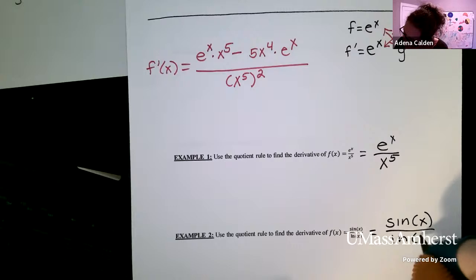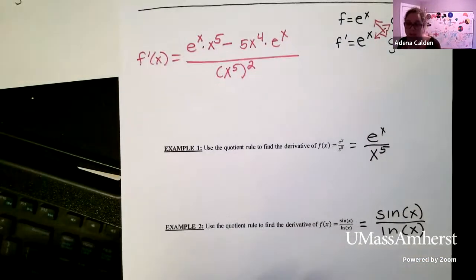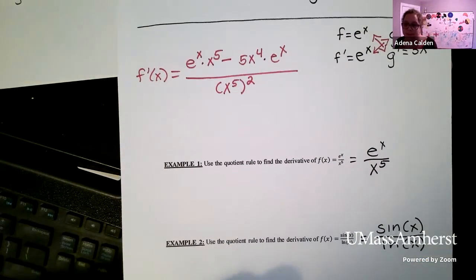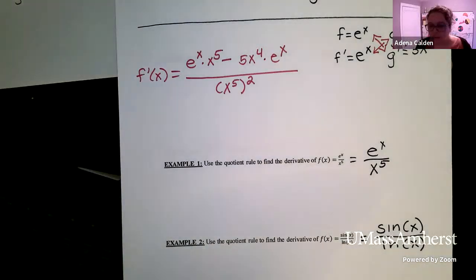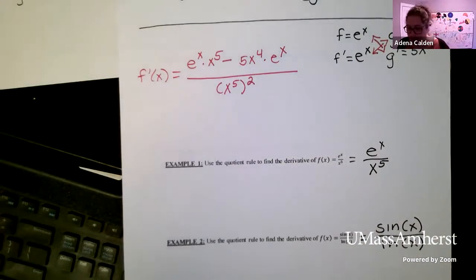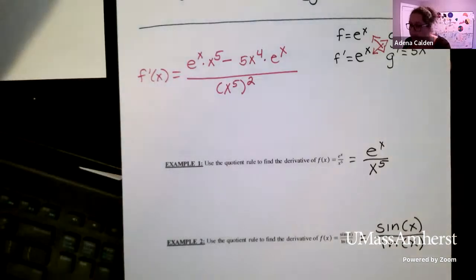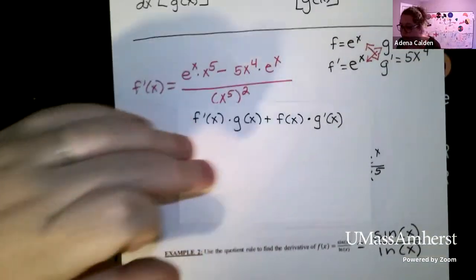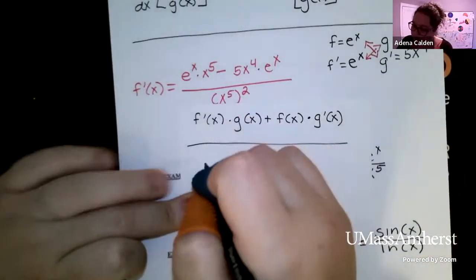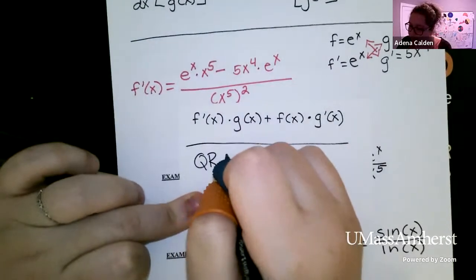So we have sine of x over ln x is the one I want you to try. So again, the top function is going to be your f. The bottom function is going to be your g. And then I will write the quotient rule here because you can't see it anymore real quick.